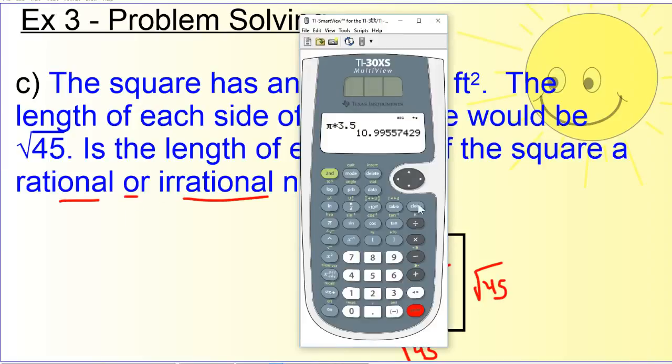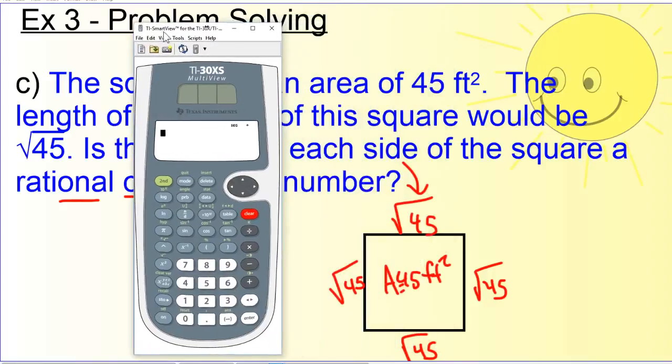Well, let's find out. If I take this square root of 45 and throw it into the calculator, square root, make sure you're using the regular square root, not the one that has the x in front, square root of 45 equals 6.70820393, blah, blah, blah. Doesn't stop, doesn't repeat. It is an irrational number.